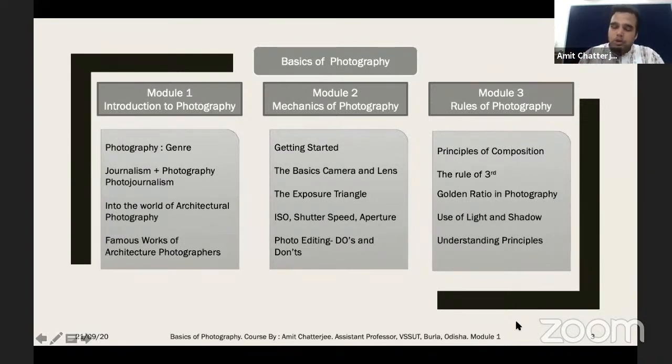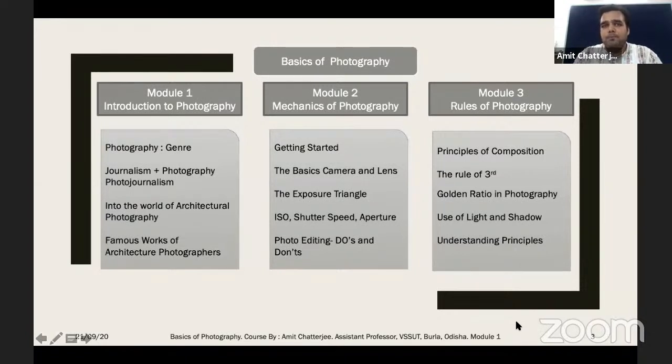The second module that we'll be doing next Monday will be talking about the mechanics of photography. Now, the mechanics of photography gets a little technical. It talks about cameras, lenses, and the exposure triangle. Basically, it will talk about the ISO, the shutter speed, the aperture, learning how to control the light, and understanding what kind of settings you require in your camera. Maybe your smart camera, these days even smartphone cameras have manual mode.